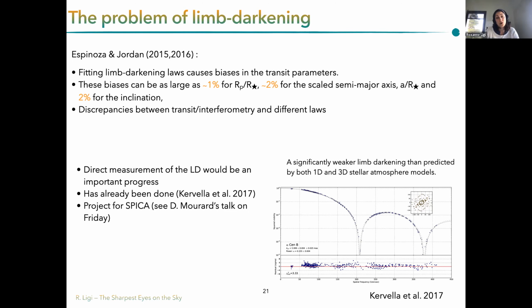So this is also a goal of the SPICA instrument, and it will be very important to have very precise stellar and planetary parameters to have direct measurement of the limb darkening.